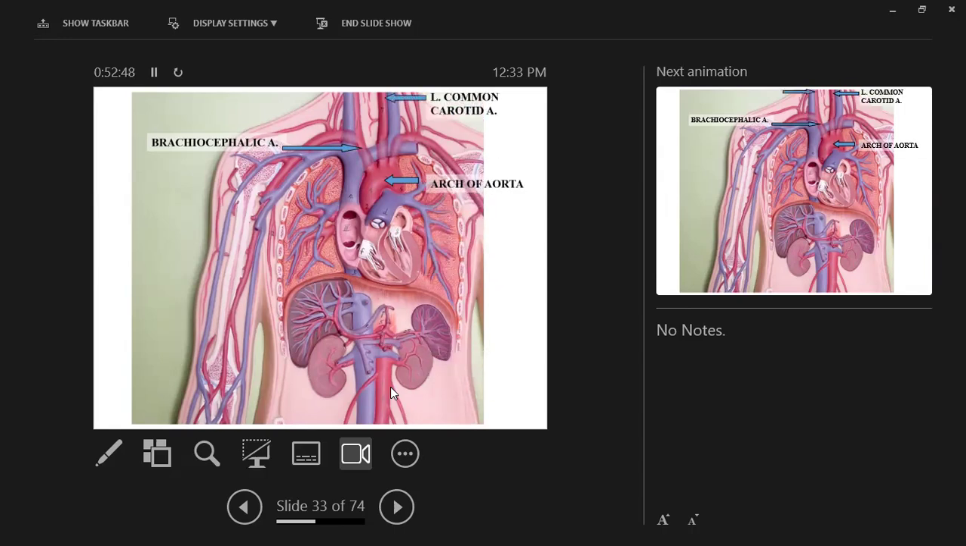Okay. Left common carotid, right common carotid. You see how the right common carotid is coming off the brachiocephalic, and the right subclavian is coming off of the brachiocephalic also. So you can see here, that is your right subclavian, because there's your brachiocephalic right there.